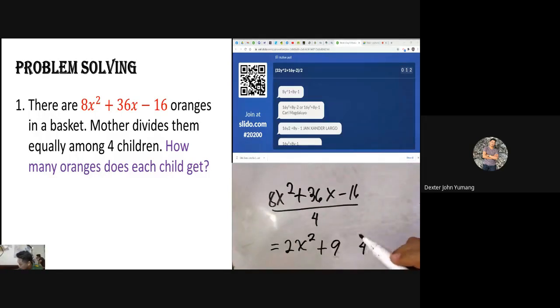But take note, 16 is negative and 4 is positive. They have different signs. And the law and the rule says, kapag mag-different daw yung signs, negative daw po yung sasagot. Okay, what will happen to this x?